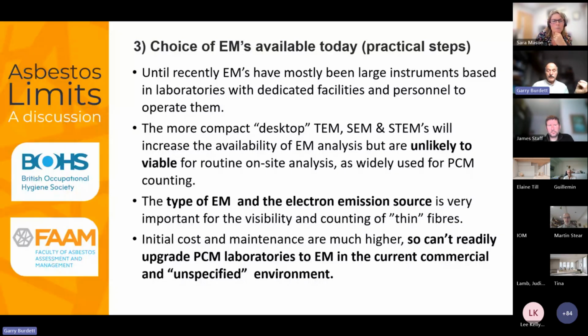The type of emission source and the type of EM is incredibly important to what thin fibers you will see. And the initial costs and maintenance are really high. So you can't upgrade the PCM lab to electron microscopy in the current commercial environment. That's my view. Especially when it's unspecified, you don't even know whether you should buy a TEM, an SEM, a STEM, or what.